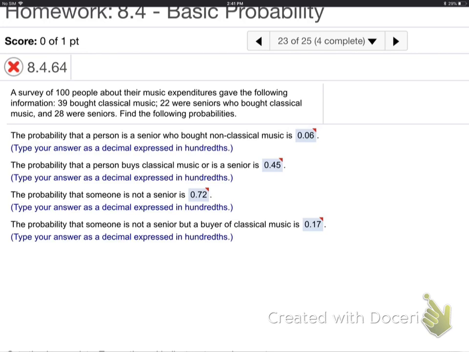What tool do you need for this job? Venn diagram. You see, it's not a tree, it's 2 characteristics: classical music and seniors. And there are no options there. You're not choosing between different kinds of seniors or different kinds of classical music. It's just, you bought classical music or not, and you were a senior or not. Right? 2 characteristics, 2 circles, Venn diagram.